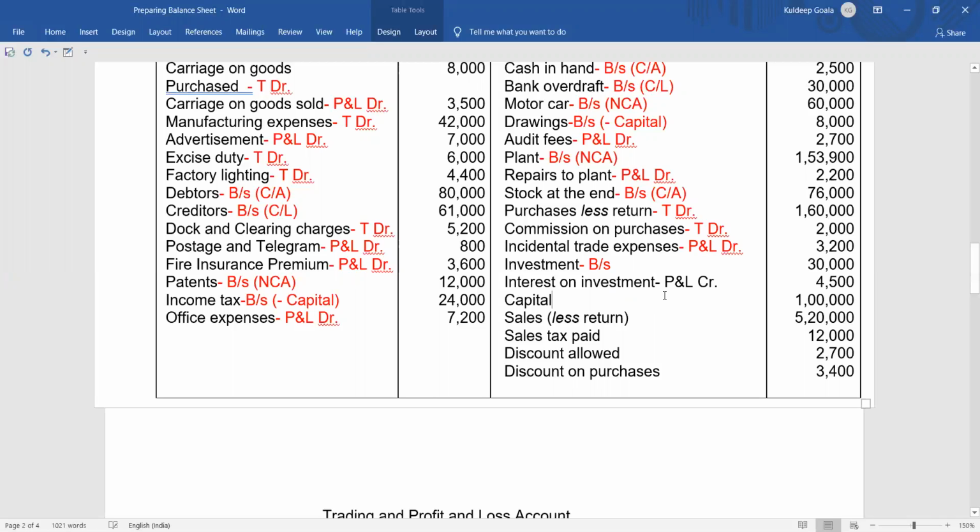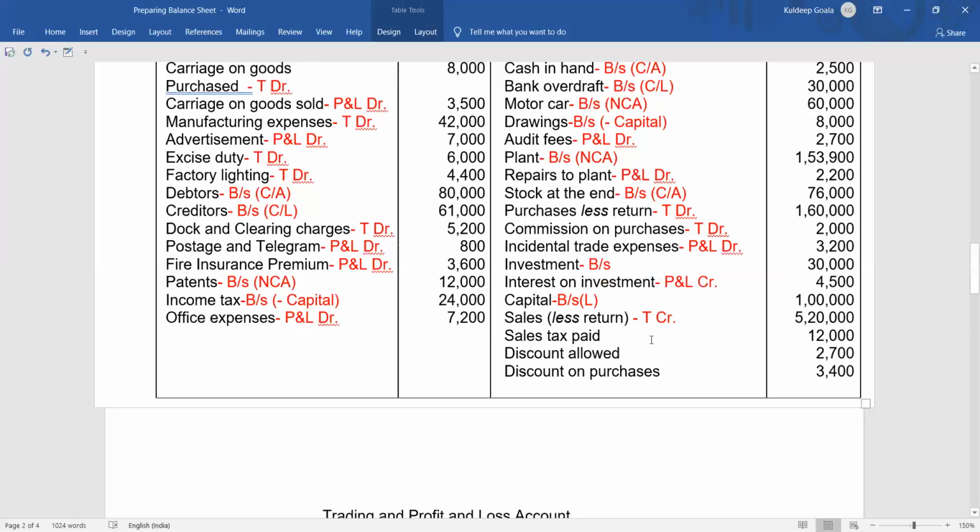Okay, then coming to the capital. Just a minute, let me highlight it. Capital will come in the balance sheet, right? It will come in the balance sheet liability side. There's nothing to mention in the liability side because capital itself doesn't require any separate identity. It's a separate item. Then coming to sales, it is coming in the trading account credit side.